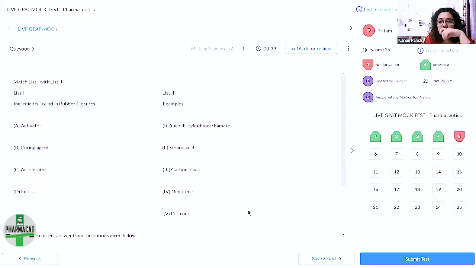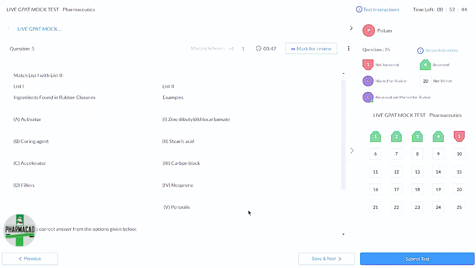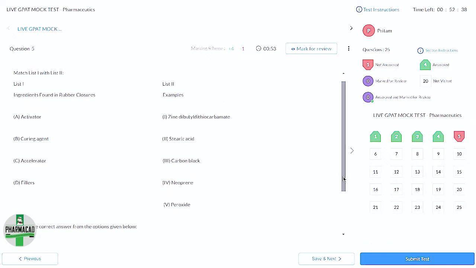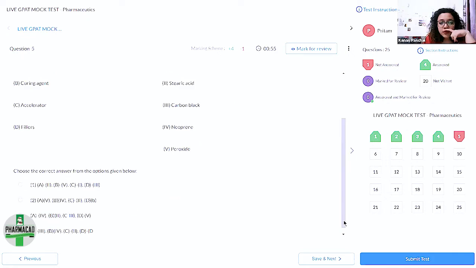Samir? Yes, ma'am. What's the answer? The options are below. So can you do that? Oh yeah. But you can see, right? Activator kaun sa hai, curing agent kaun sa hai. Anybody else wants to voluntarily answer this?